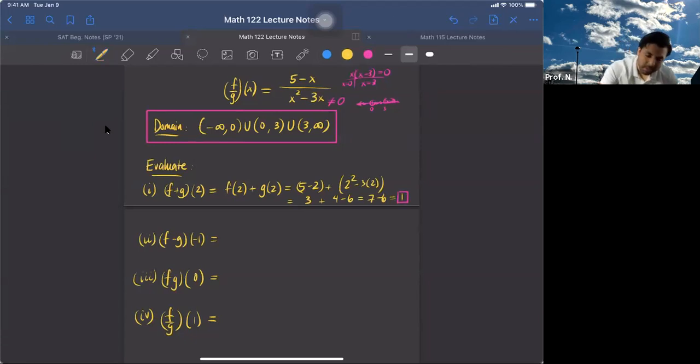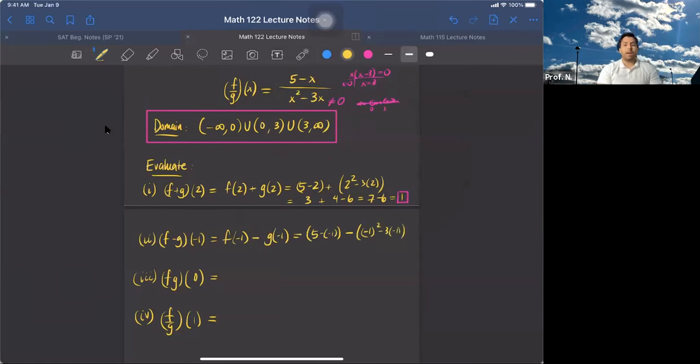Now, the same thing happens here. f minus g of -1 is f of -1 minus g of -1. So find f of -1 individually. This will be what? 5 minus parentheses -1 minus parentheses -1 squared minus 3 times -1.